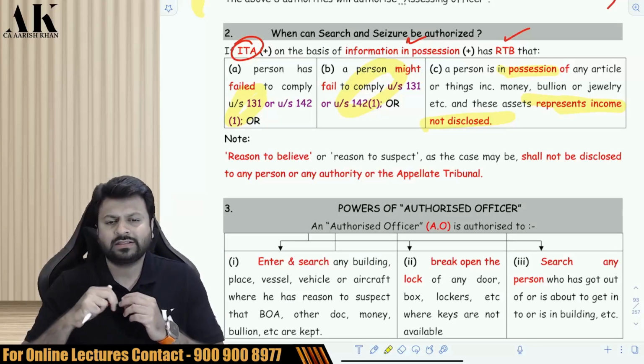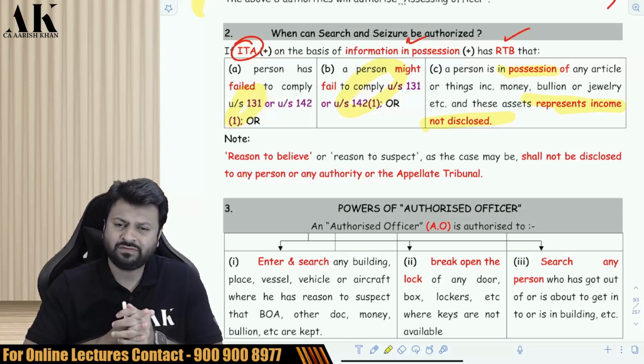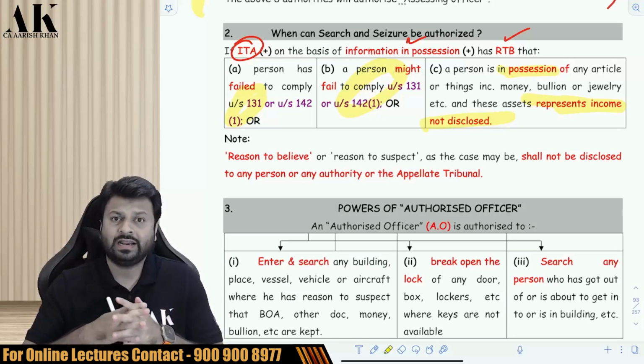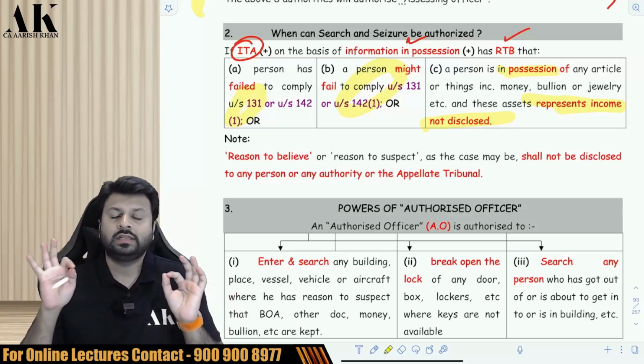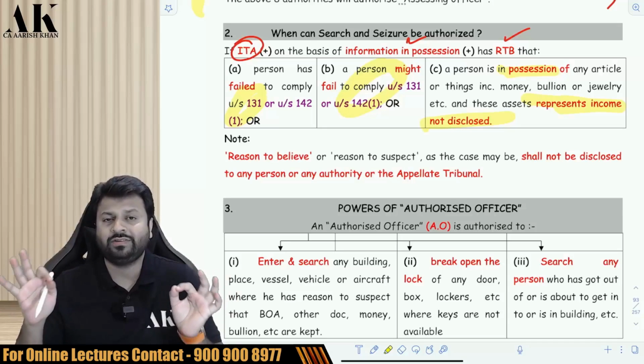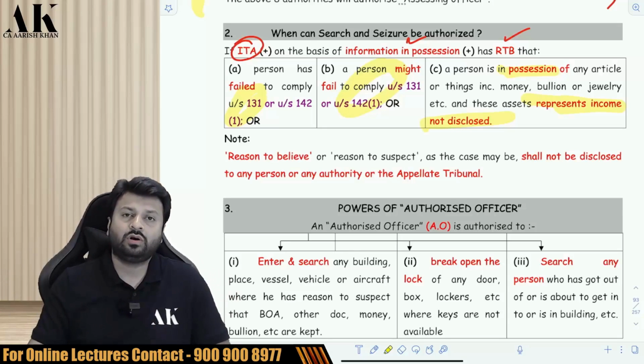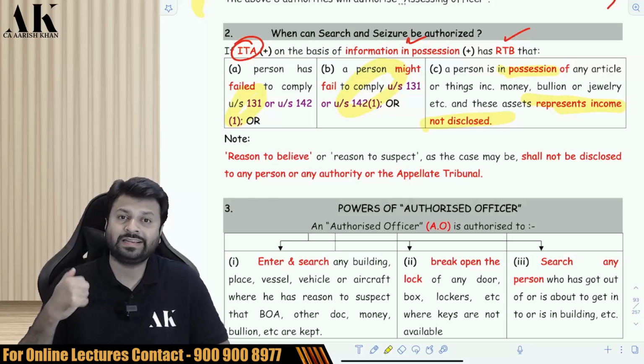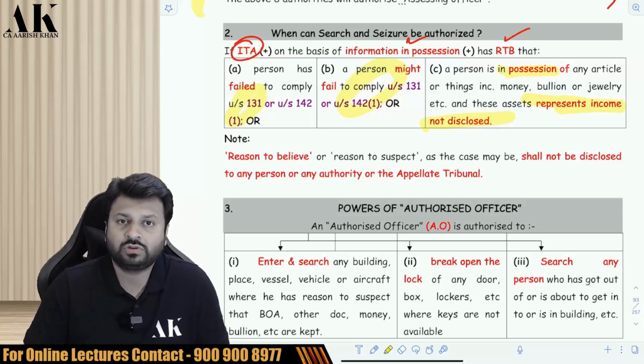Can the department disclose the reason to believe with anyone? The court has held that, and even the income tax law says that, the reason to believe should not be disclosed to any person or authority or any tribunal also, because if one starts to reveal the reason to believe, then there will be a lot of problems for the person who has informed the income tax department.